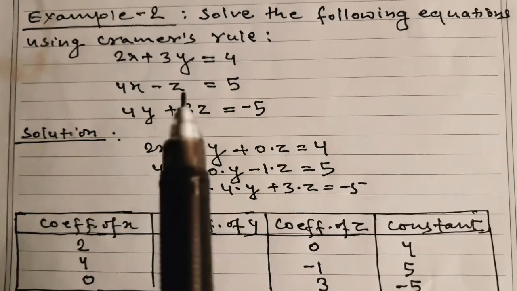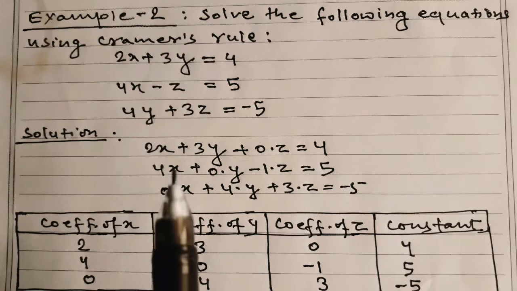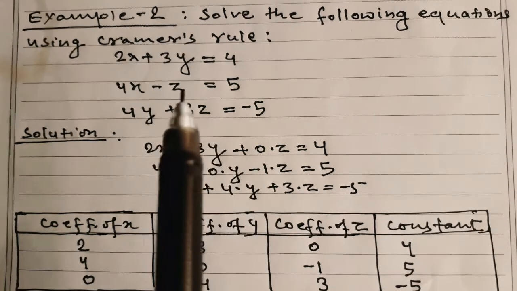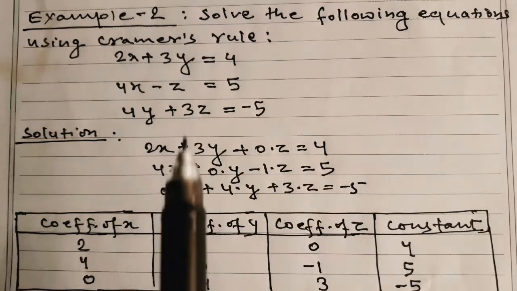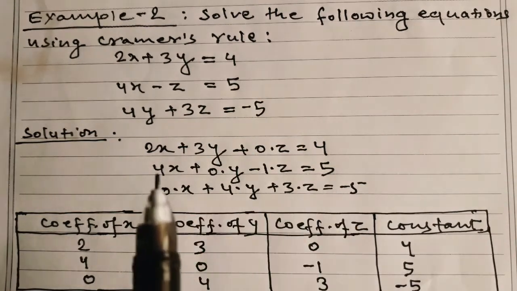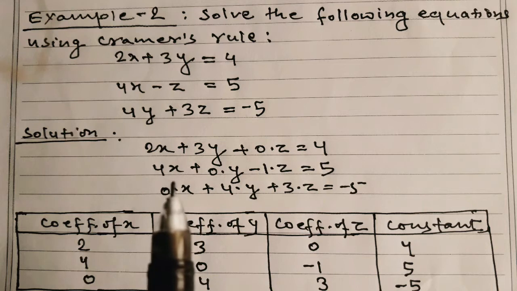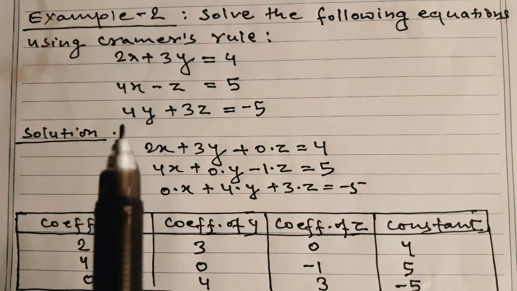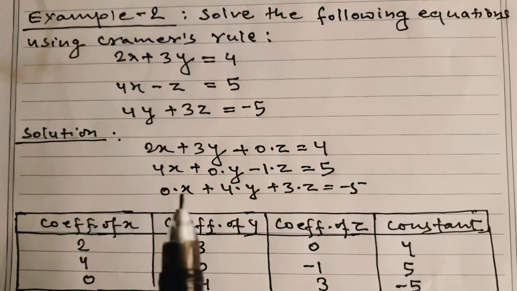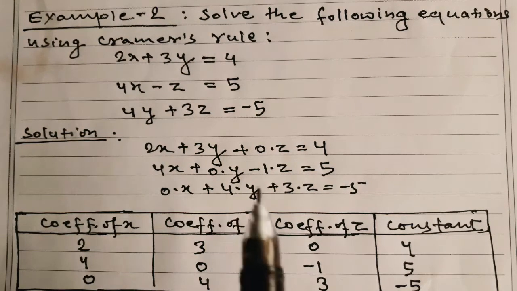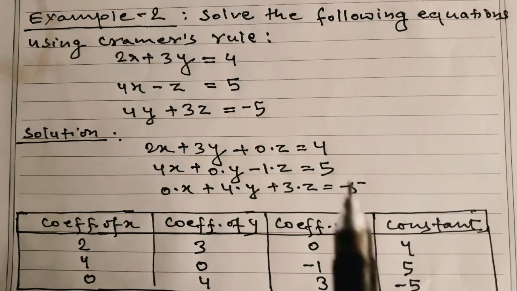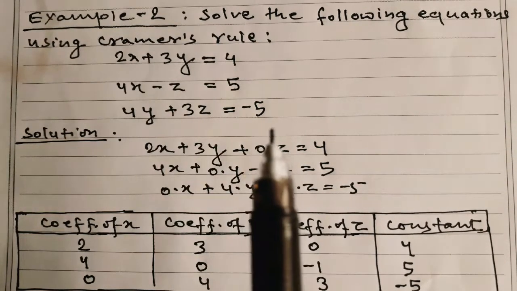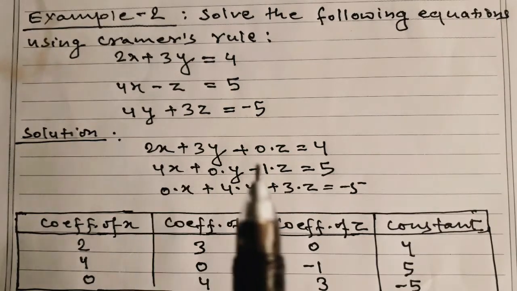Now the second equation is 4x minus z is equal to 5. In the second equation, the variable y is missing. So we can write 4x as it is, the variable y is missing, so we can write plus 0 into y minus 1 into z is equal to 5. So this is the second equation, arranged in terms of the variables x, y and z. Now in the third equation, the variable x is missing. So we can write 0 into x plus 4 into y plus 3 into z is equal to minus 5. So the first step is arranging the equations in terms of the variables x, y and z.